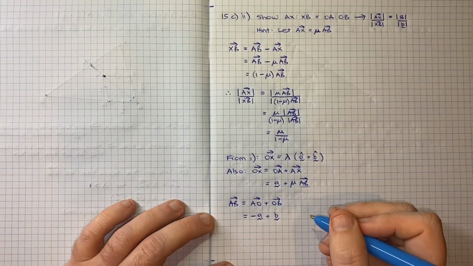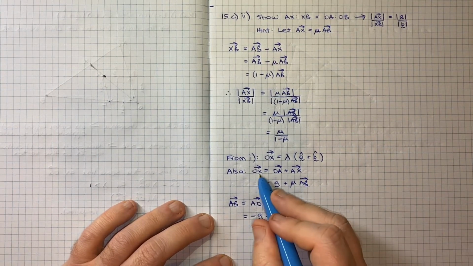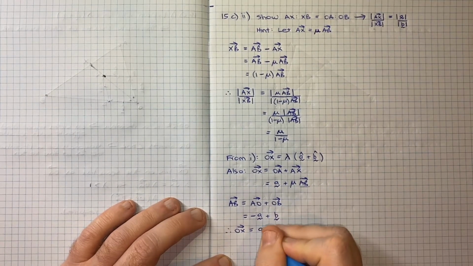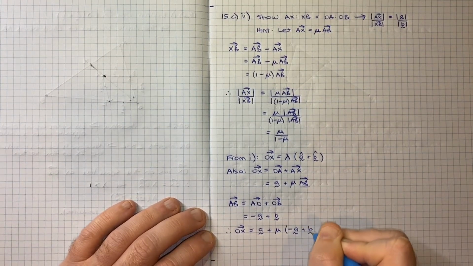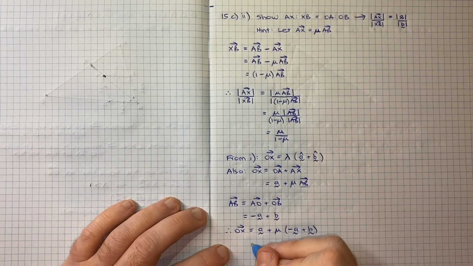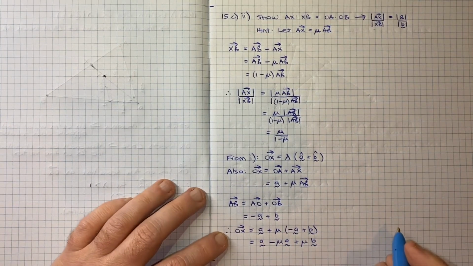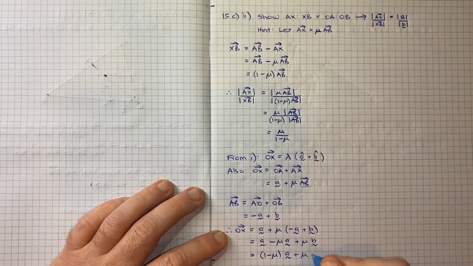And from there, we can put that back into our OX. So we can say, therefore, OX vector is equal to A vector plus mu times negative A vector plus B vector. And then it probably makes sense to expand the mu. So we get A vector minus mu A vector plus mu B vector. And from there we can just factorize. So we'll get a 1 minus mu times A vector plus a mu times B vector.